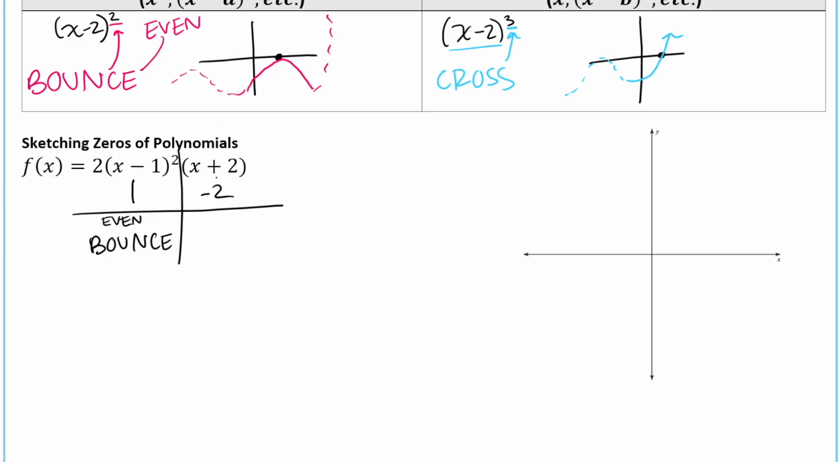And I have x plus 2. Technically, that has an exponent of 1, which is an odd multiplicity. So it should cross at negative 2.